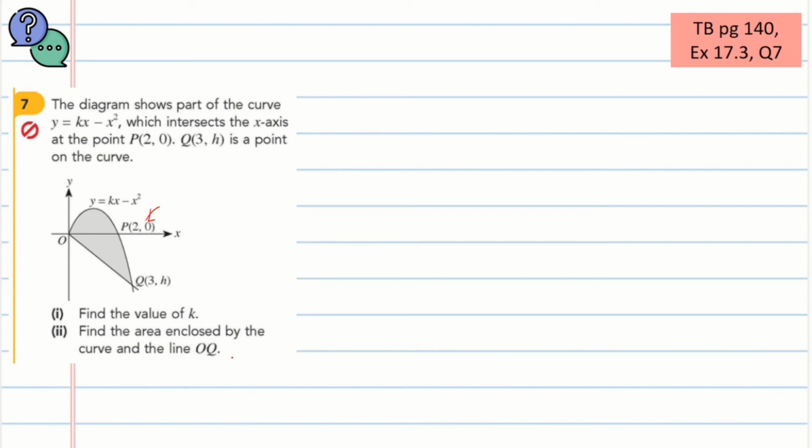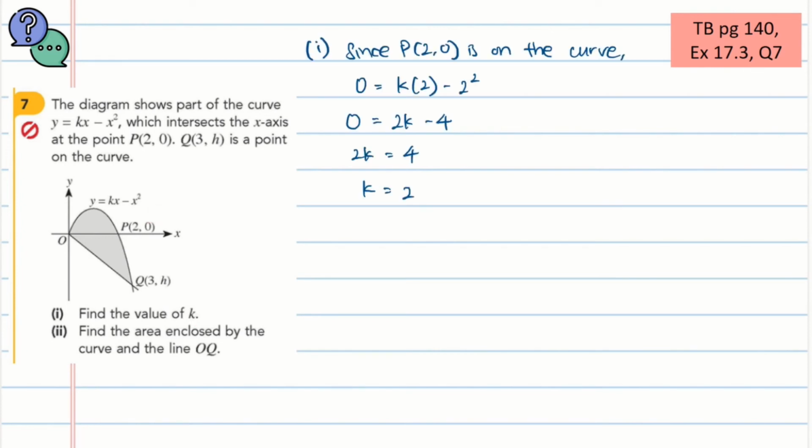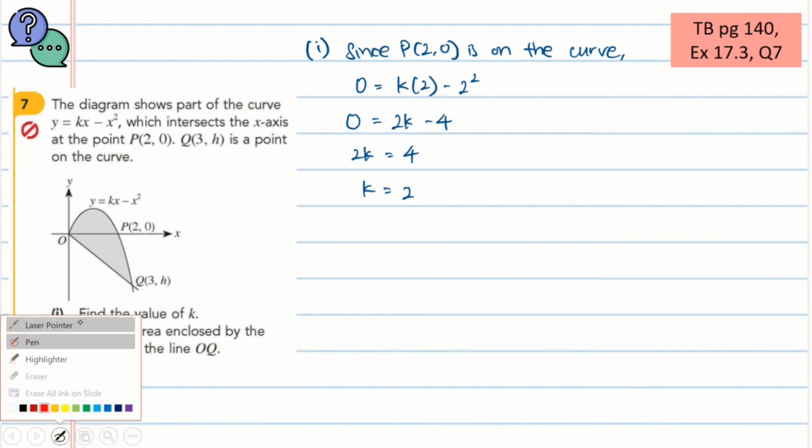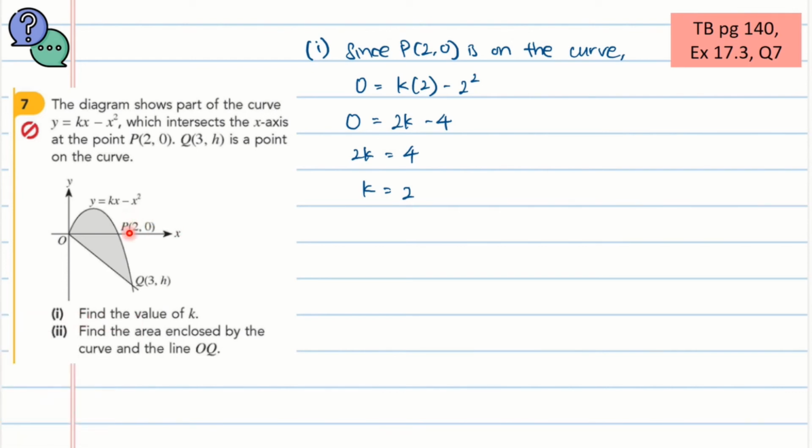And then in part 2, we want to find the area enclosed by the curve and the line OQ. To find the value of k, what we will do is to understand that since P, 2 comma 0, is on the curve, we can substitute the values x equals 2 and y equals 0 into the equation of the curve, and then we will be able to solve to find that k will be equals to 2. So that's how we find the value of k.